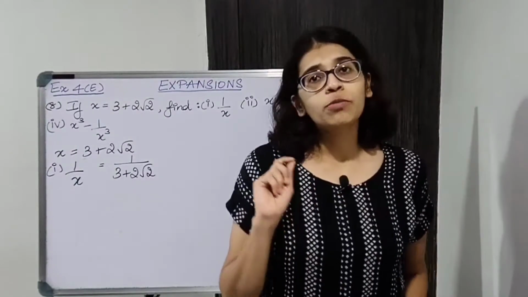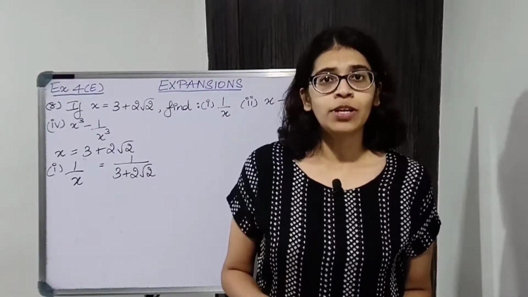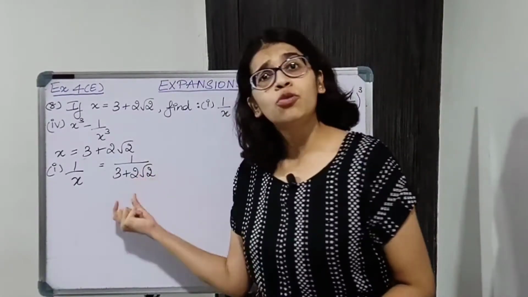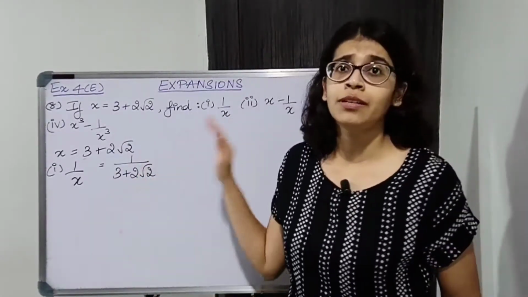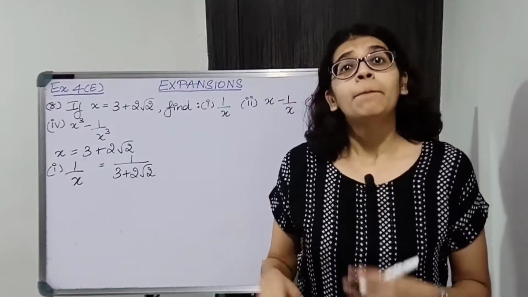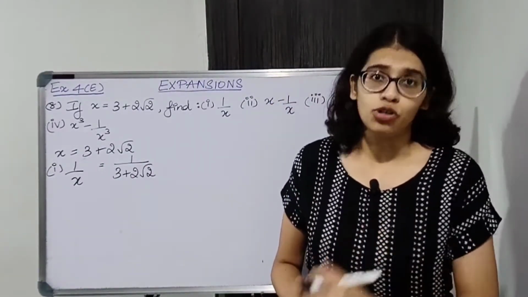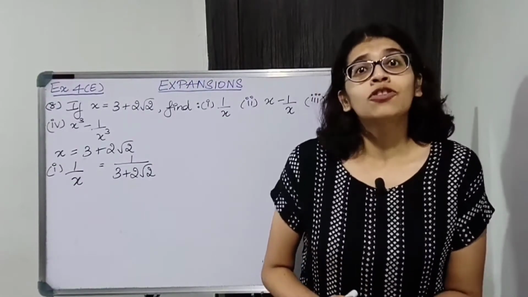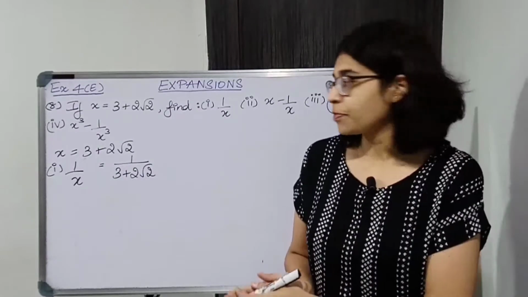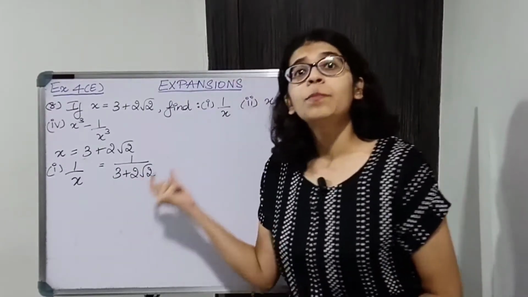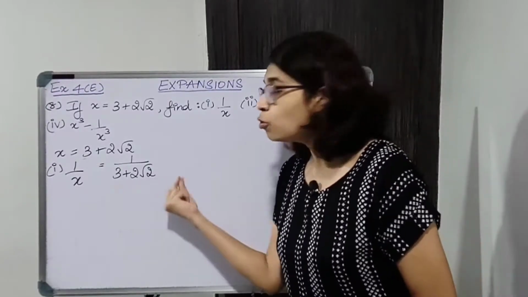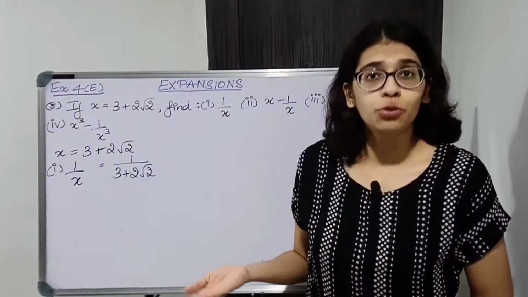Now students, if you must have studied rational and irrational numbers, you must be knowing that we don't keep roots or irrational numbers in the denominator. We always bring them in the numerator by multiplying and dividing with the conjugate. So in case you have not studied rational and irrational numbers, I'll explain to you how to do it. Don't ever keep a root in the denominator. So to remove the root in the denominator, what are we going to do?